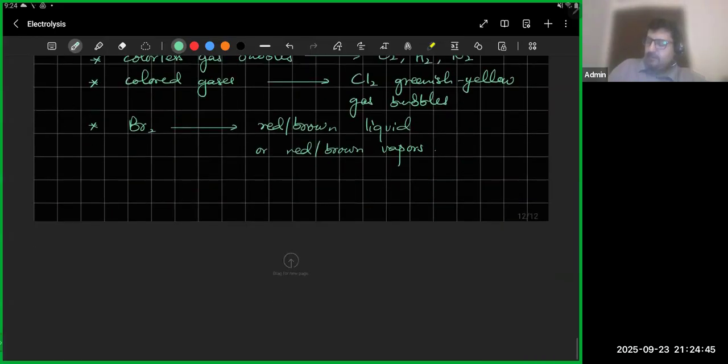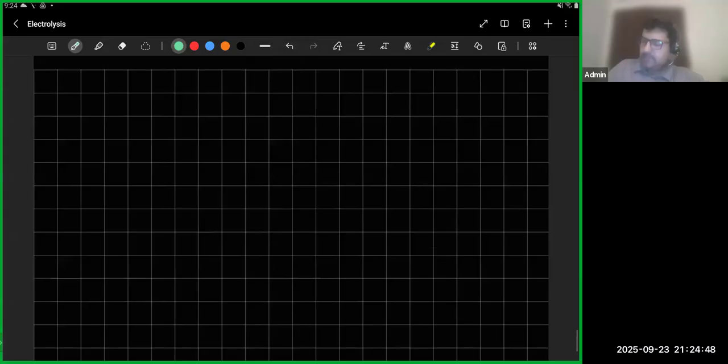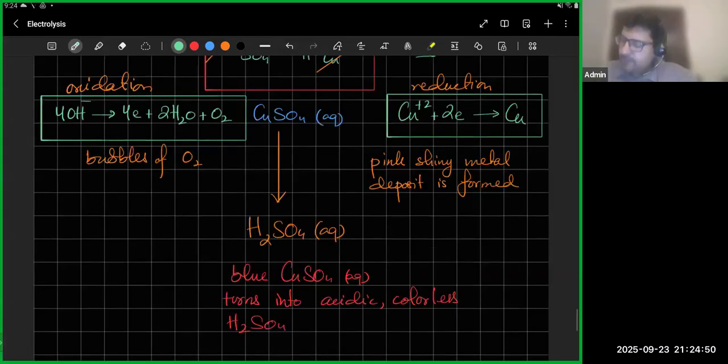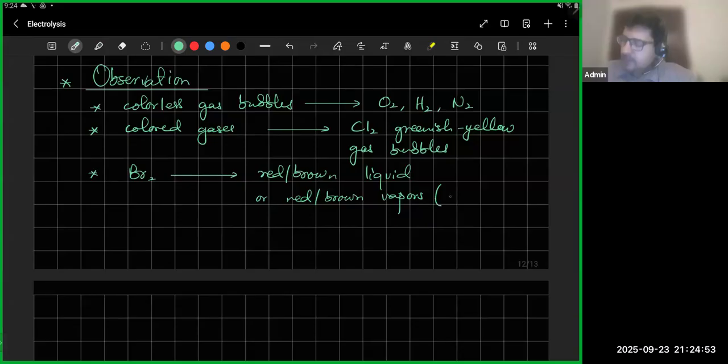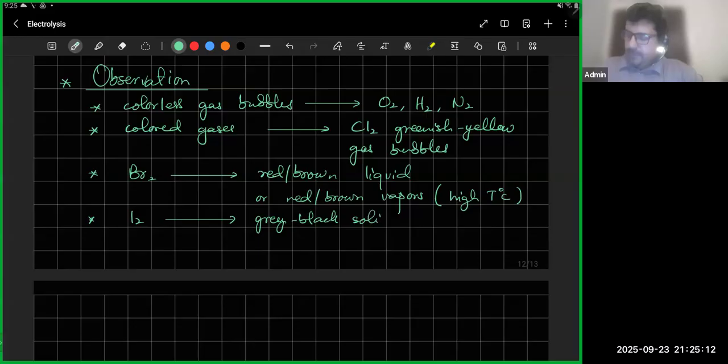Similarly, it's going to form vapor, especially at high temperatures. Then you've got iodine. What is the color of iodine? That's a gray black solid. If it's a solution, it's brown in color. And if it's a gas, it's purple vapor.